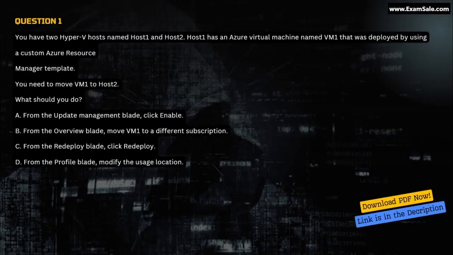Question 1. You have two Hyper-V hosts named Host 1 and Host 2. Host 1 has an Azure virtual machine named VM1 that was deployed by using a custom Azure Resource Manager template. You need to move VM1 to Host 2. What should you do? A. From the Update Management blade, click Enable. B. From the Overview blade, move VM1 to a different subscription. C. From the Redeploy blade, click Redeploy. D. From the Profile blade, modify the usage location.